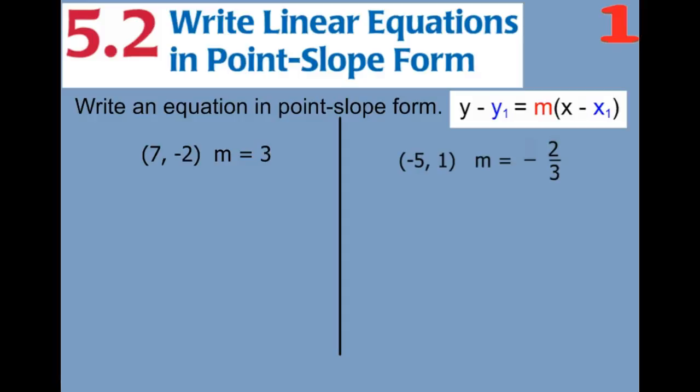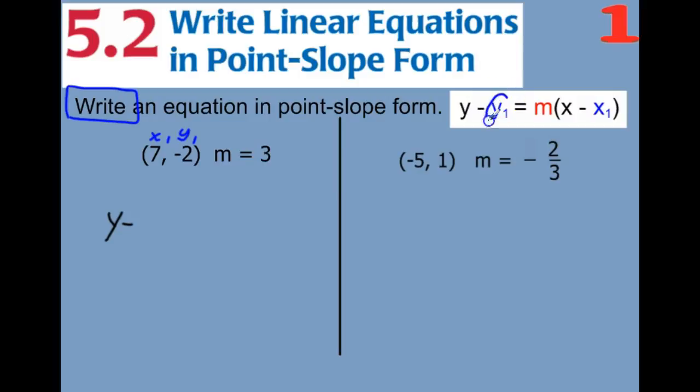So let's take a look at our first problem. It says write an equation in point-slope form. It doesn't say anything about solving, just simply write an equation. So anything that's in black, I'm going to write in black. It says y minus, and then it says y1. So I'm going to label my point here, x, y, and that's my 1 point I have, so I'm just going to put it with ones.